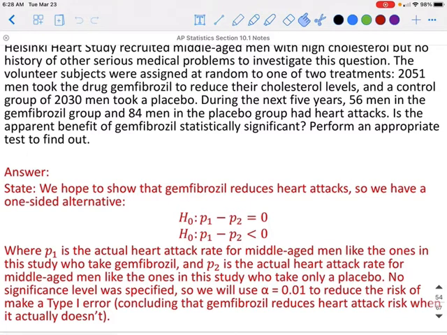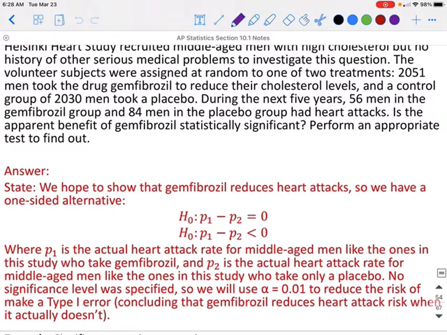Our null hypothesis is that p1 minus p2 equals 0, and our alternative hypothesis, H sub A, is that p1 minus p2 is less than 0, where p1 is the actual heart attack rate in middle-aged men like the ones in the study who took the medication, and p2 is the actual heart attack rate for middle-aged men like those who took the placebo. No significance level was specified, so we are going to use an alpha level of 0.01 to reduce the risk of making a type 1 error, which concludes that the medication reduces heart attack risk when it actually does not.